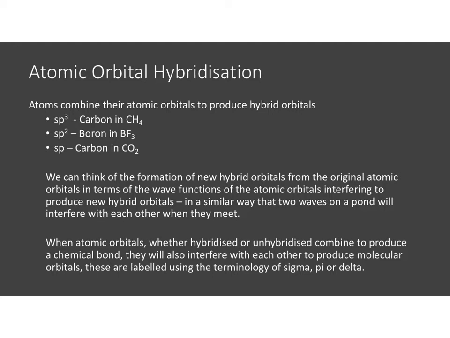In the same way that atomic orbitals interfere with each other either constructively or destructively to form hybrid orbitals, when we combine these orbitals to form bonds, they will do the same in order to form molecular orbitals. Molecular orbitals are either labelled sigma, pi or delta. Sigma and pi we've met before. Sigma is what would be known as a single bond. Pi is when we have a double bond. And delta we may meet later on in this series of videos.